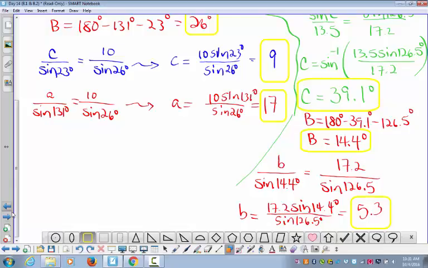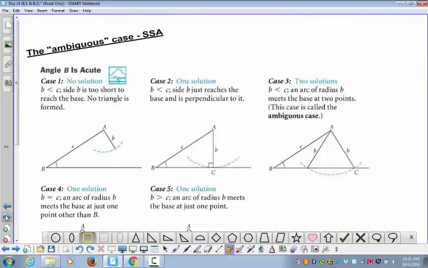It feels curiously easy, right, so far? That can't last. It's got to get harder. So all right, here, let's make it harder. All right, so there is a case for the law of sines that is referred to as the ambiguous case.